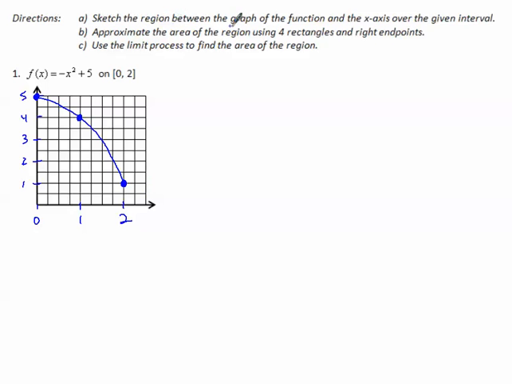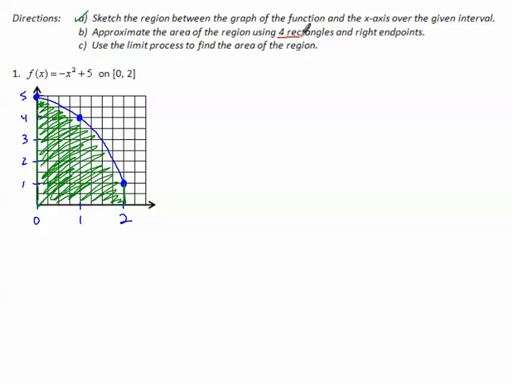Sketch the region between the graph of the function and the x-axis. So that region is from 0 to 2, the area between the curve we sketched and the x-axis. So we will shade in that region lightly right there. Okay, so there's that region between the curve and the x-axis. Done. Part B. Approximate the area of the region using 4 rectangles and right endpoints.